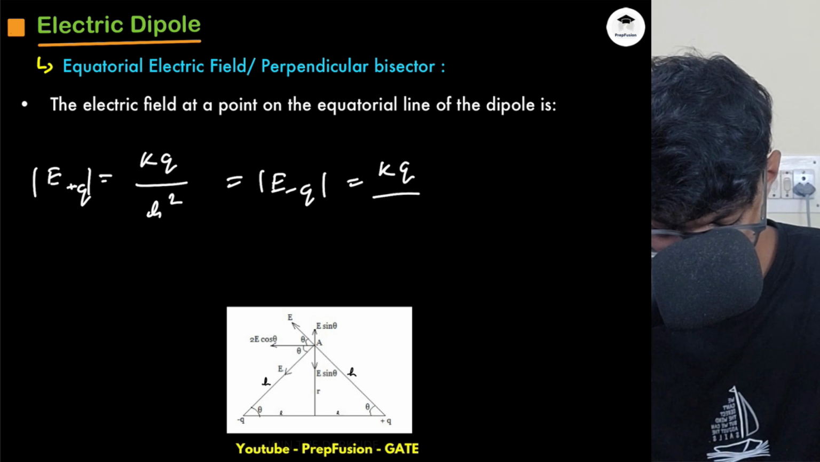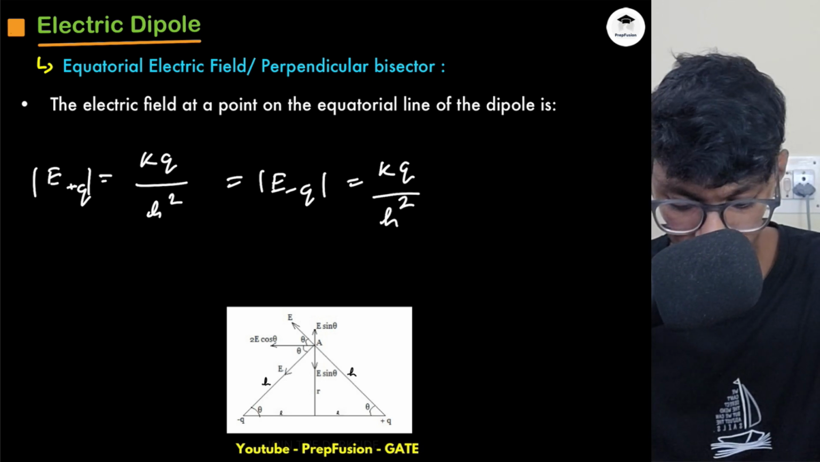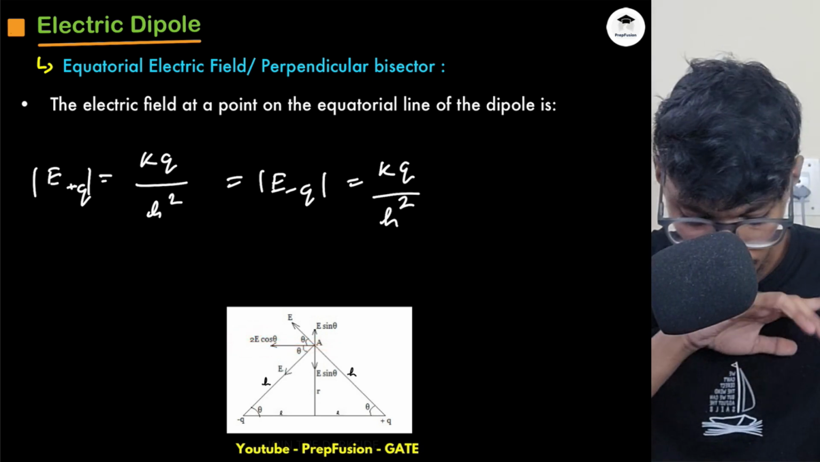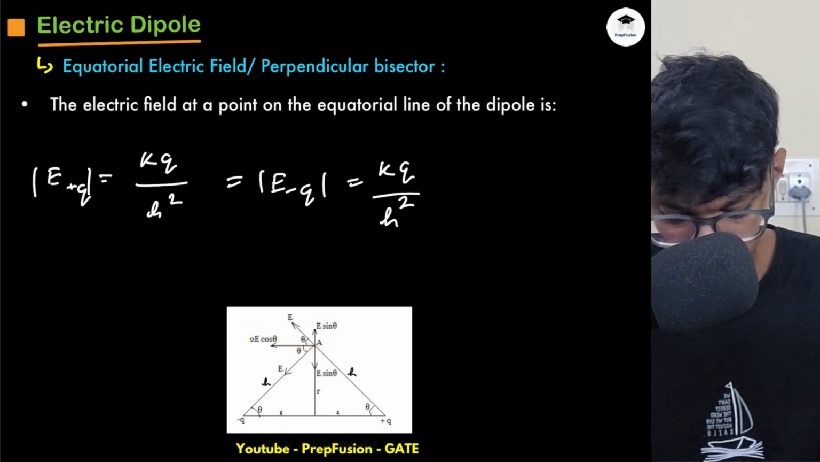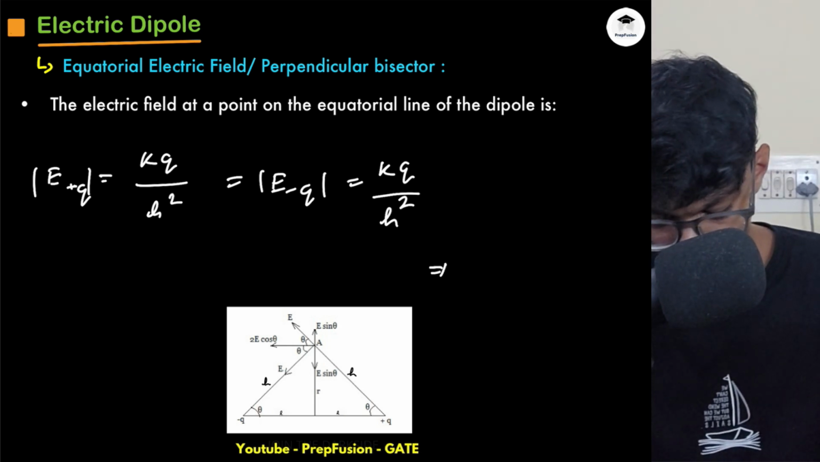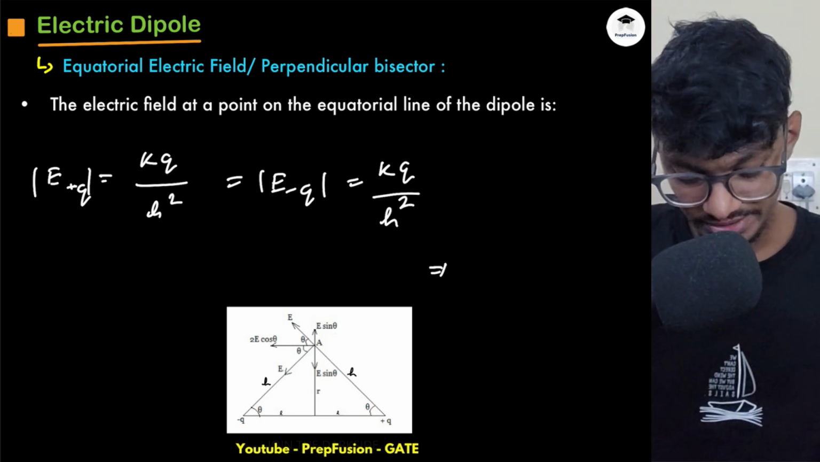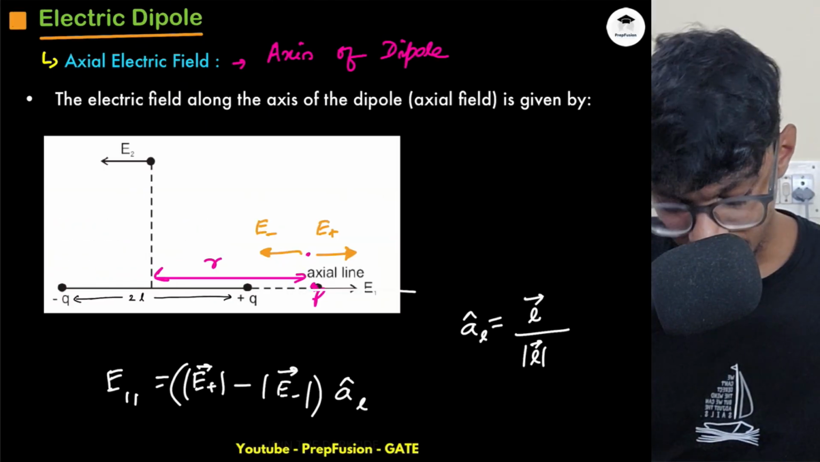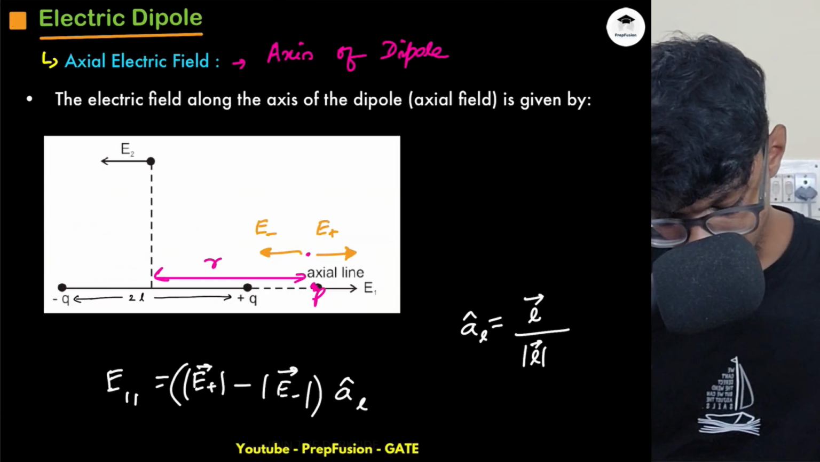the same. Magnitude will be the same, direction will differ. Overall, I will have electric field in this direction, that is 2E cos theta. So basically I am just computing the electric field along the axial line. Along the axial line, what will be the electric field? Along the axial line, the electric field will be this, okay?